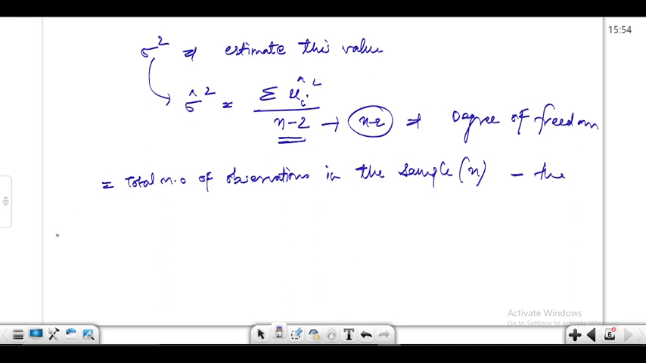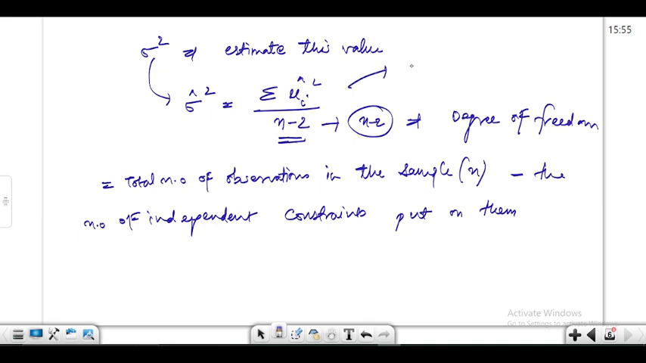minus the number of independent constraints put on them. So when I'm estimating sigma square, I am dividing by n minus 2. Why? Because in order to calculate this value, I'll need the knowledge of ui hat square, and for that I'll need the knowledge of my beta 1 hat and beta 2 hat.